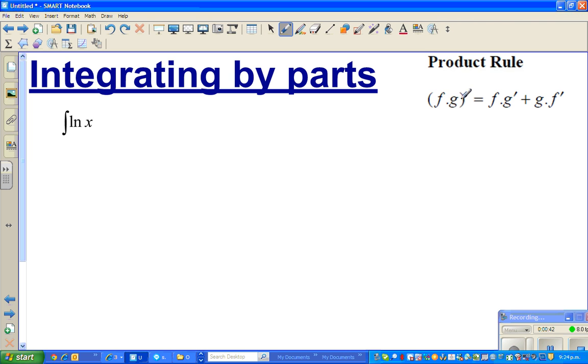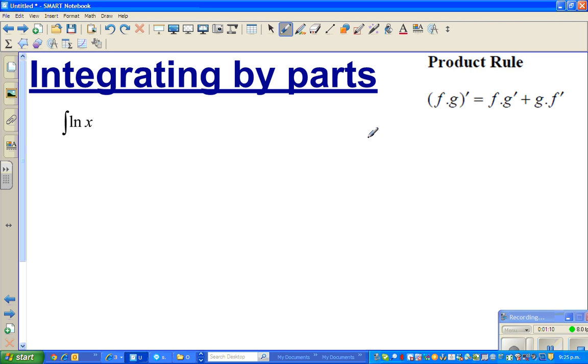That means the rule says that if you want to find the derivative of the product of two functions, then you write the first function, then differentiate the second function, plus you write the second function and you differentiate the first function, or in whichever order you write. Integration by parts is the opposite of the product rule. So what do I mean by that?